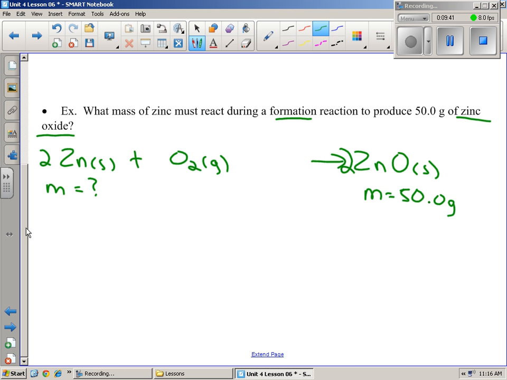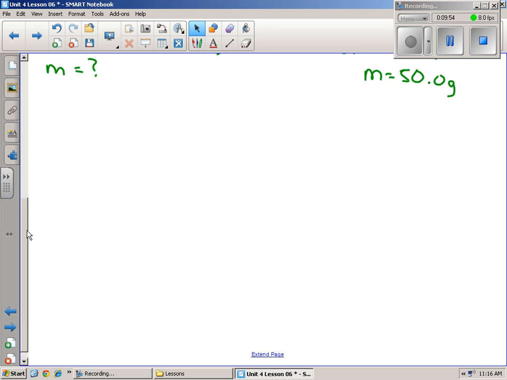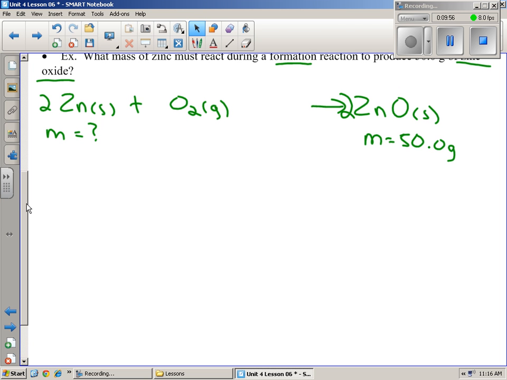Good so far? Any questions? Then you're going to start filling stuff in, of course. What could help me do this? Once again, I know that basically 2 moles here makes 2 moles here, right? It actually turns out to be a 1-to-1 kind of ratio. For every 2 moles that I use of zinc, I get 2 moles of zinc oxide. So that's kind of handy.